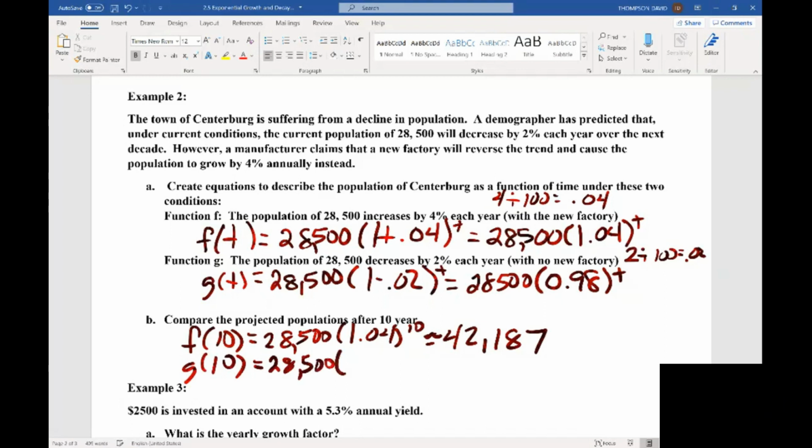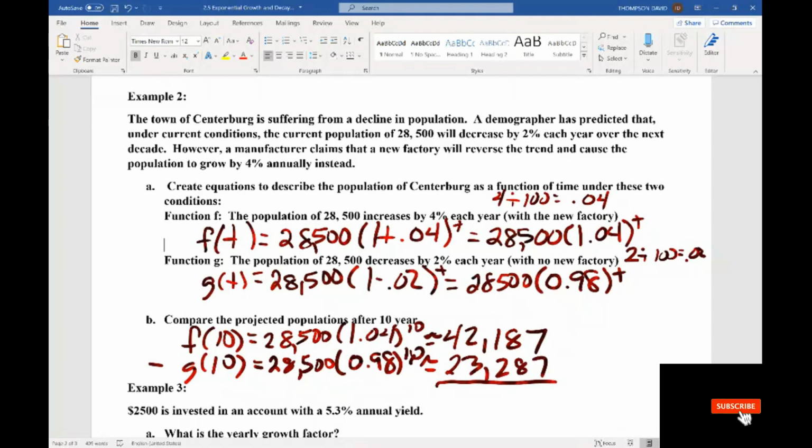And then we're going to find g of 10, which will be 28,500 times 0.98 to the 10. And we're also going to approximate what that is because we can't have decimals of people. And that gives me 23,287.